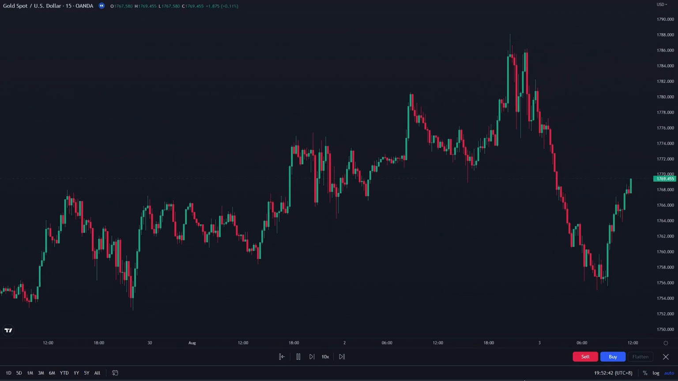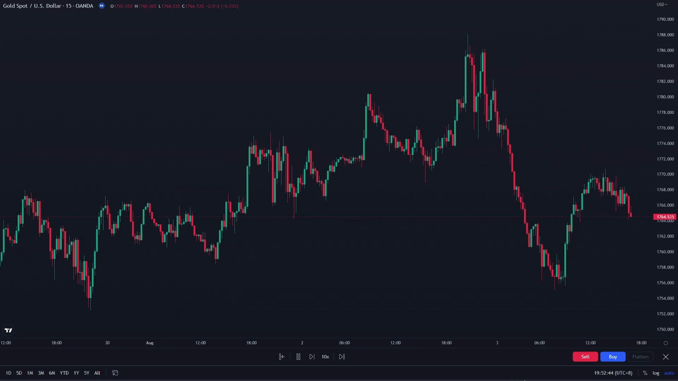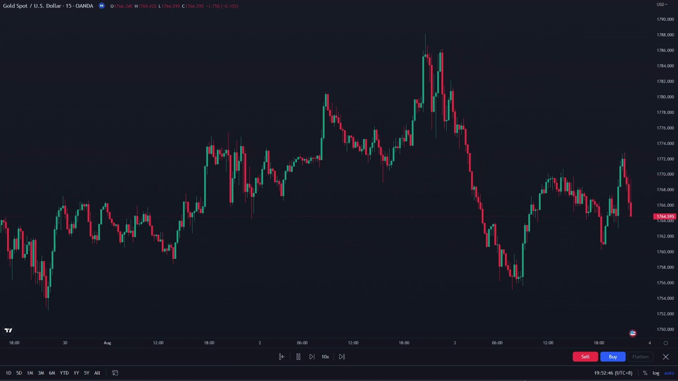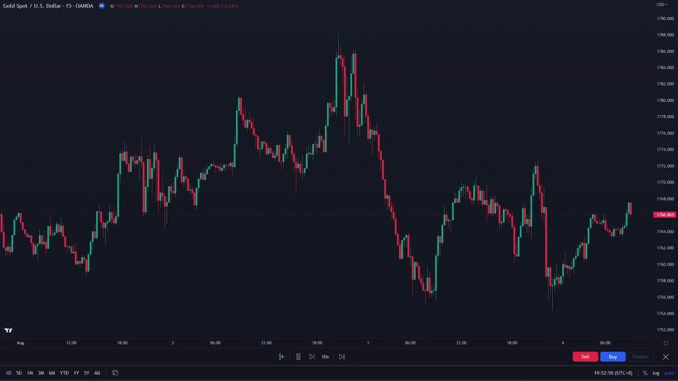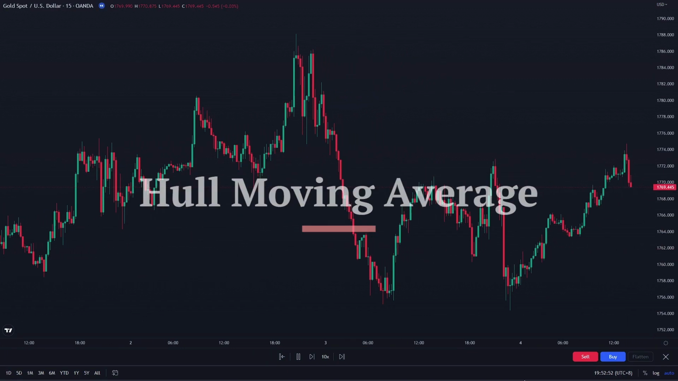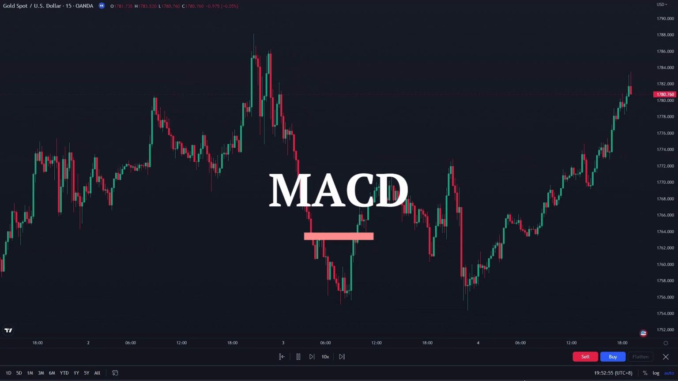With that said, the strategy that I'll be testing today is a forex trading strategy that utilizes 3 indicators to identify potential buy and sell signals. The 3 indicators are the Follow Line indicator, the Hull Moving Average, and the MACD or moving average convergence divergence.